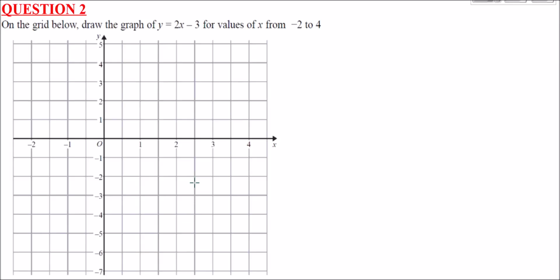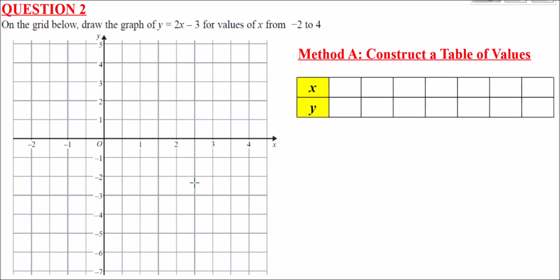Question 2, drawing a graph of y equals 2x minus 3 for a range of x from minus 2 to 4. There's 2 main ways of doing this. The first method I want to show you is probably what your teachers told you to do. This is a standard method and probably the safest. Just construct a table of values for x and y. If we do that, we just need to think about what x is running from. x is going all the way from minus 2 up to 4.